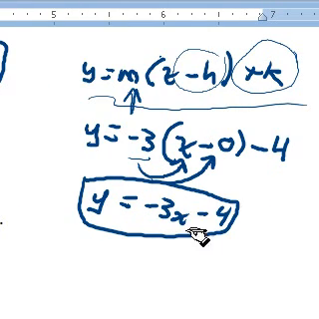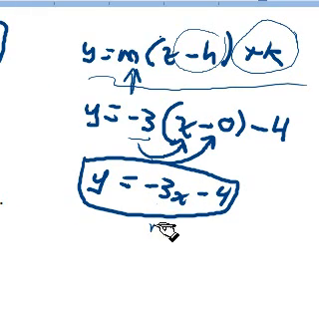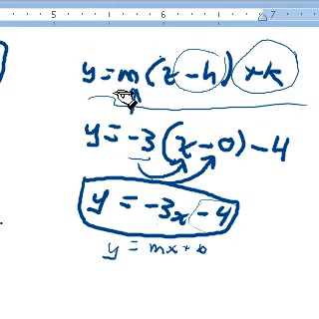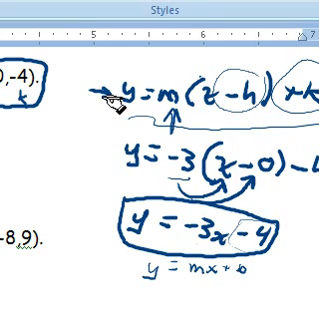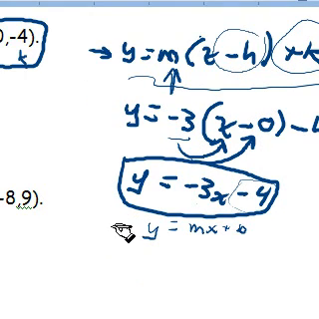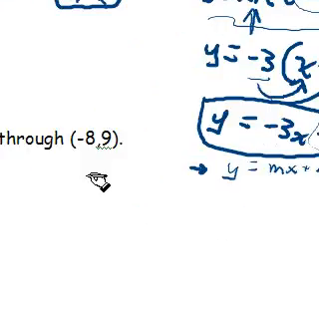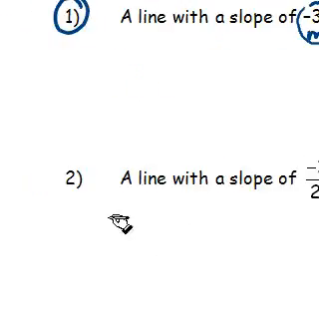As you can see, our answer here is in mx plus b form, where m is -3 and b is -4. Notice how we started with our point-slope form, and we ended with our slope-intercept form. Let's move along to number 2.